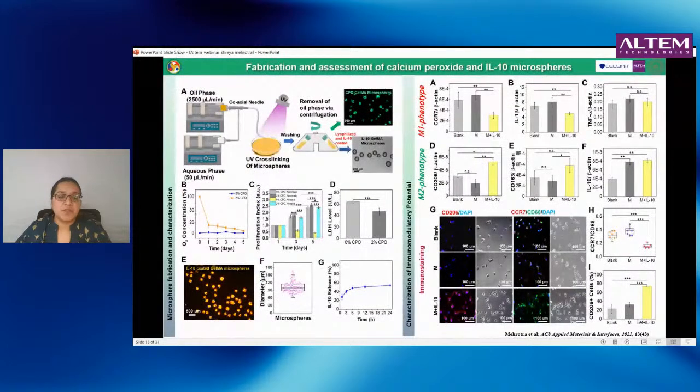Further, because we also added IL-10 based microspheres as well as calcium peroxide based microspheres, we could see that the 3D bioprinted cardiac tissues that we had developed were quite viable in the hypoxic environment. As you can see here, in the hypoxic environment, when we had the calcium peroxide microspheres, they had metabolic activity which was similar to those cultured in the normoxic environment.